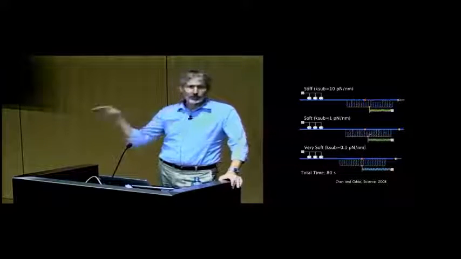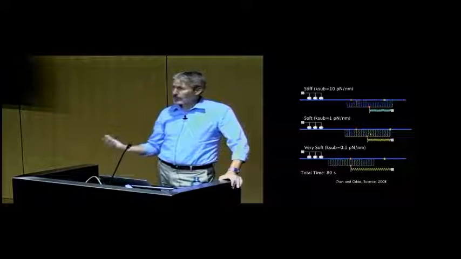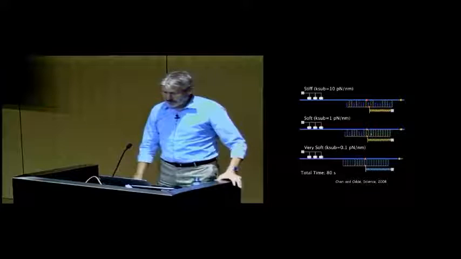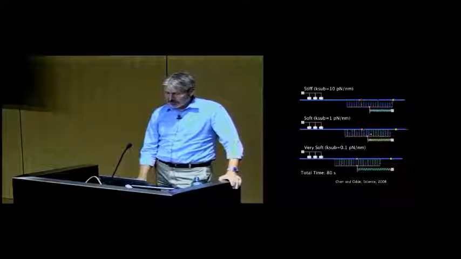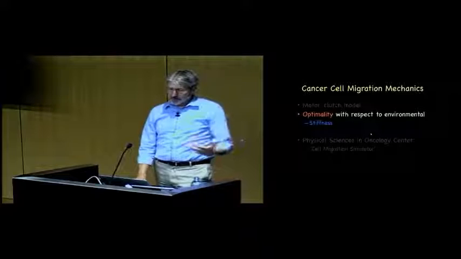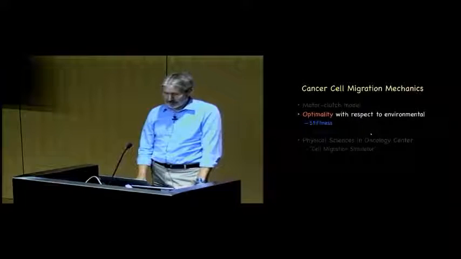It has nothing to do with what's going on inside the cell. It's just reading out the mechanics of the environment, and that's it. So it's a pretty simple model, but it now can make some predictions that we can test. And we did that then, and I'll focus now on how this motor clutch model exhibits this optimality with respect to environmental stiffness.